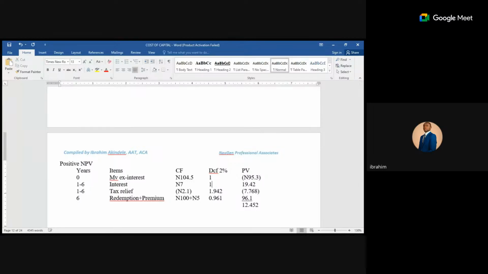So you have to do the annuity. Check annuity figure 1 to 6 when the DCF is 2%. The lower the DCF, the higher the NPV. Quickly, class, what is the annuity from year 1 to 6? What do we have? Quickly, class, what do we have? One to 6.